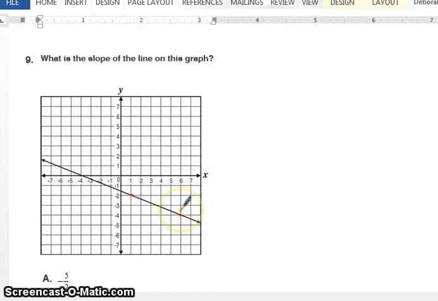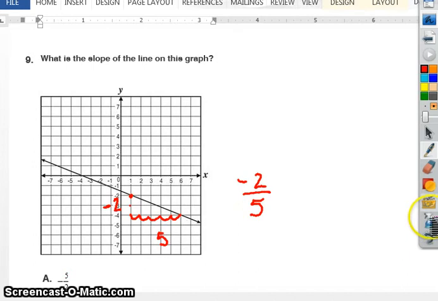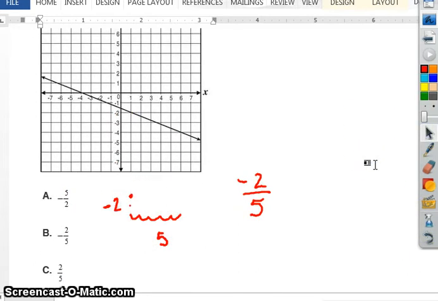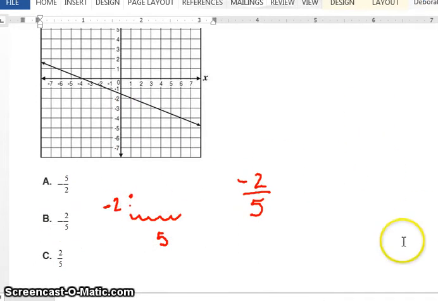Alright, so start on the left and count how many we went there. And that was a drop of 2. 1, 2 there. From here to there is a negative 2. From here to here, 1, 2, 3, 4, 5. So my rise was negative 2, my run was 5. So I'm looking for negative 2 over 5. And there we go.